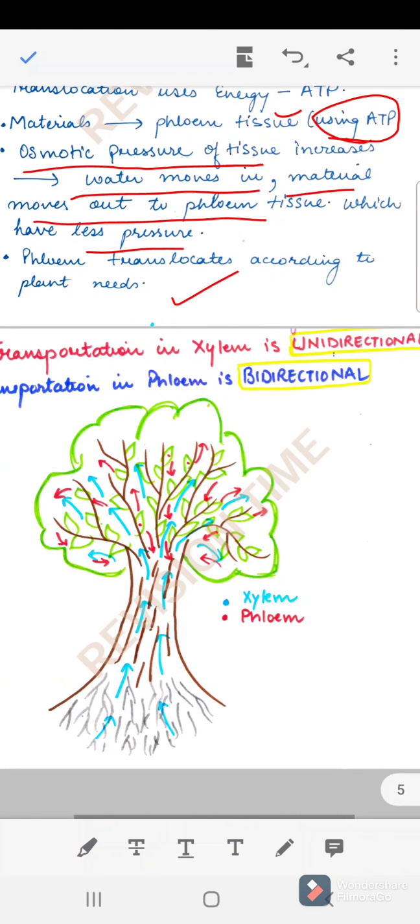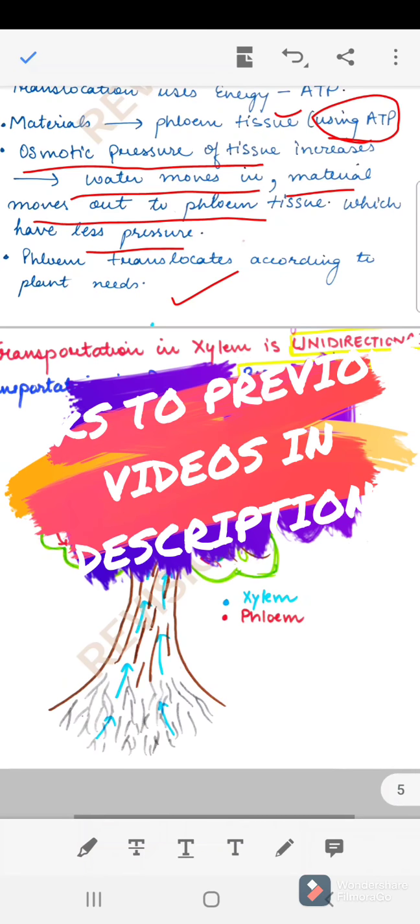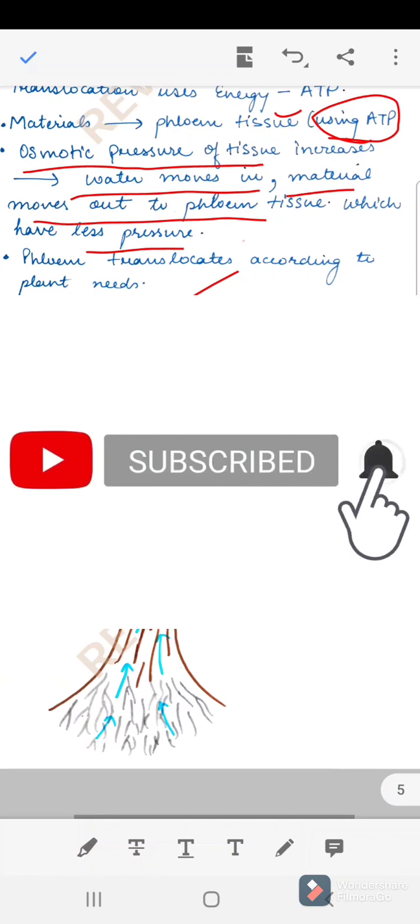So now we can say that transportation in xylem is unidirectional, whereas the transportation in phloem is bidirectional. As we can see in the picture, the blue arrows show the transportation of xylem, that is unidirectional only in the upward direction. The water goes from root to the height of the plants, whereas the red arrows show the function of phloem tissues, which is bidirectional.